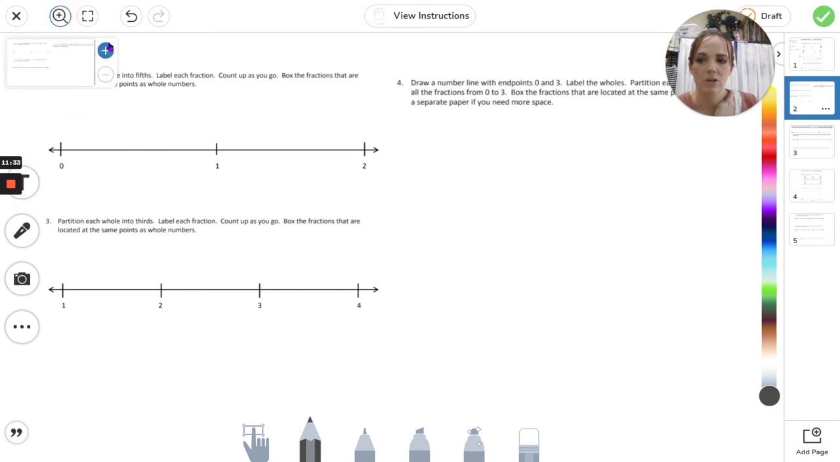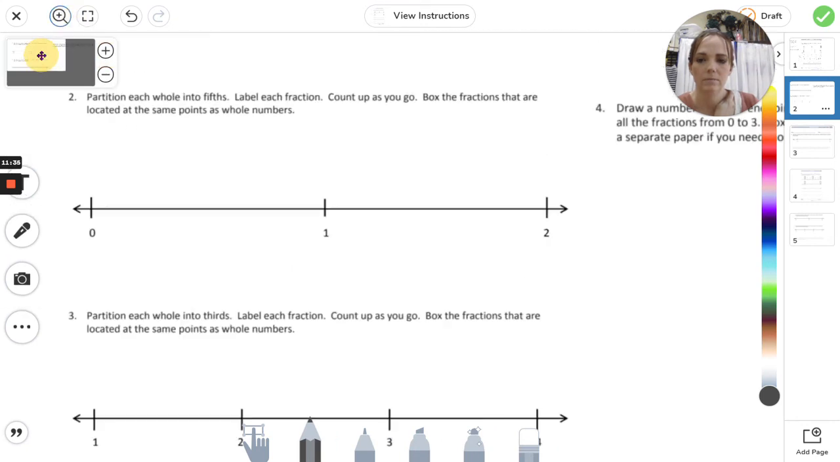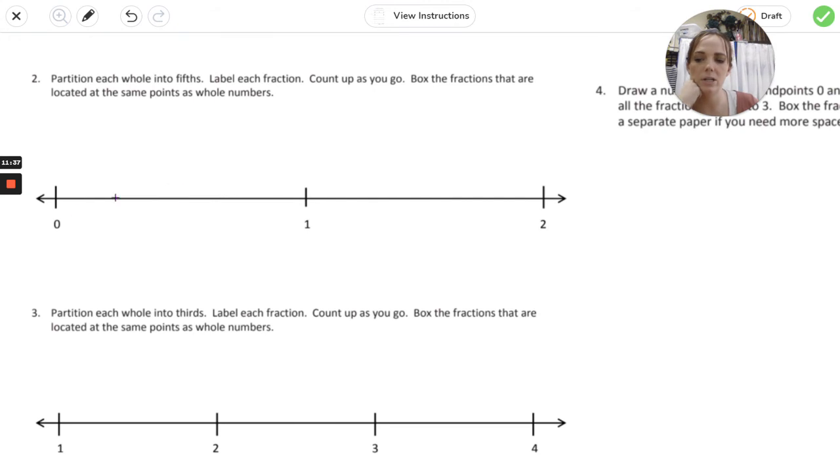Okay, page 2. Partition each whole into fifths. Label each fraction, count up as you go. Box the fractions that are located at the same points as whole numbers. So exactly what we just did, except that this one tells us to do it in fifths.